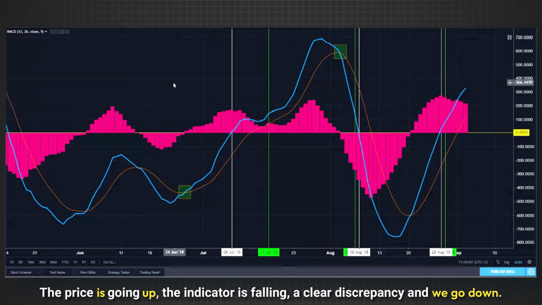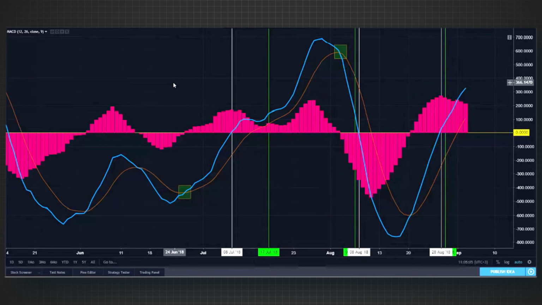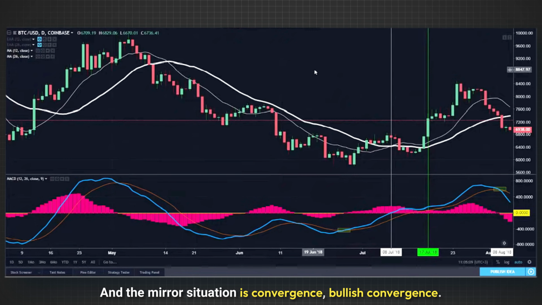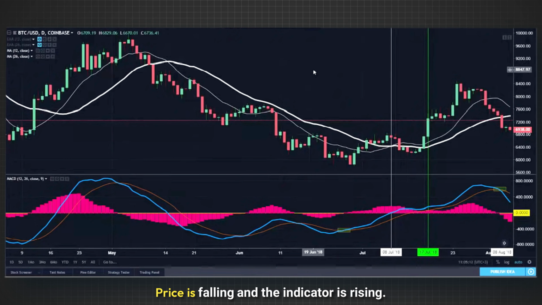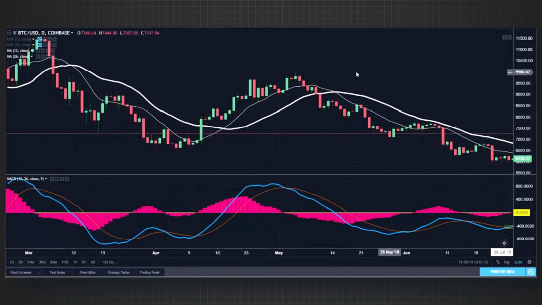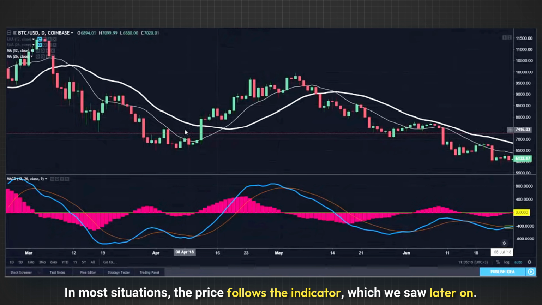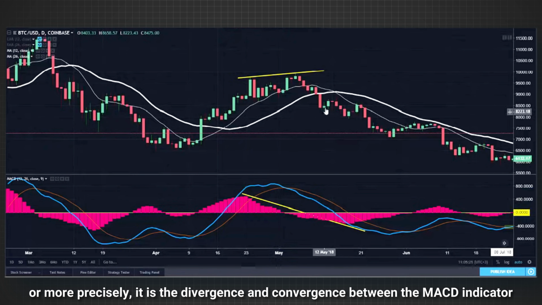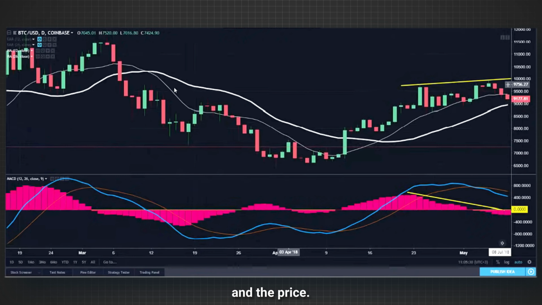The price is going up. The indicator is falling, a clear discrepancy, and we go down. That's great. And the mirror situation is convergence. Bullish convergence. Price is falling and the indicator is rising. In most situations, the price follows the indicator, which we saw later on. Accordingly, the third signal is the divergence and convergence between the MACD indicator and the price.